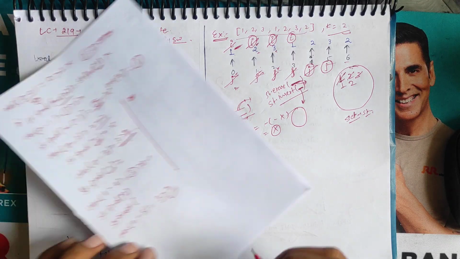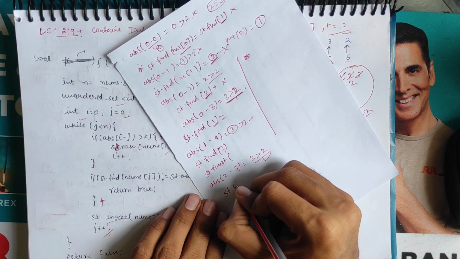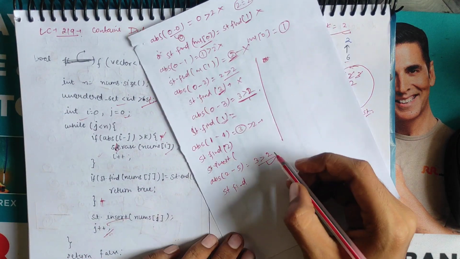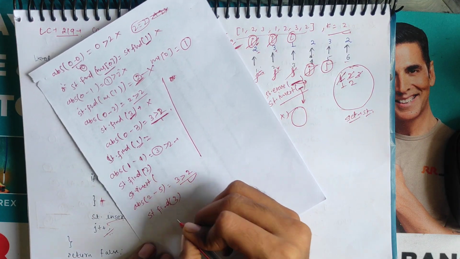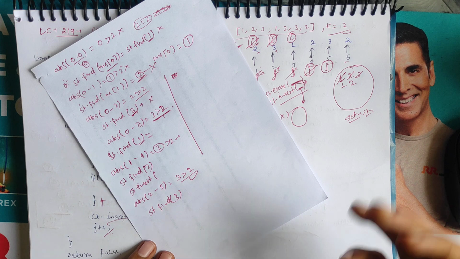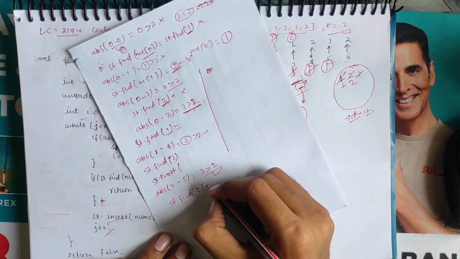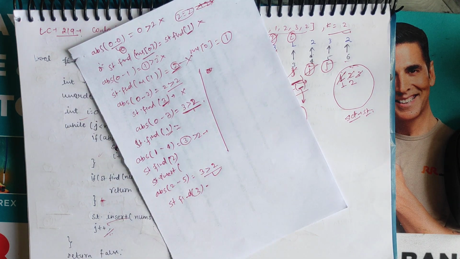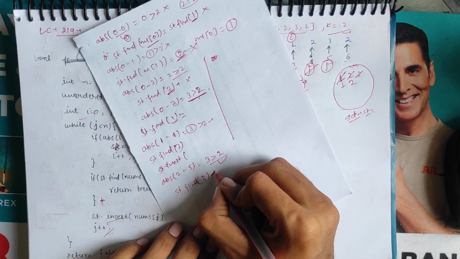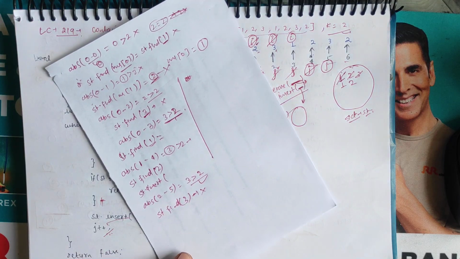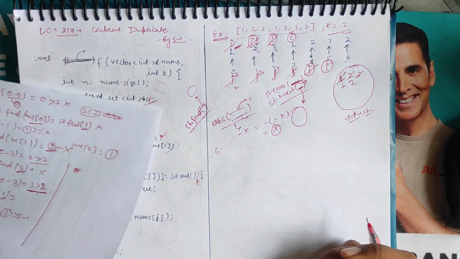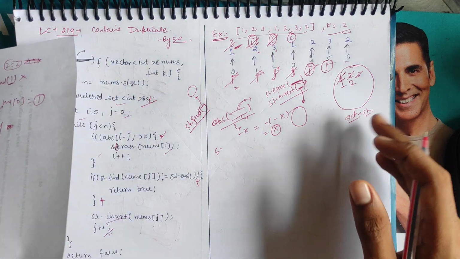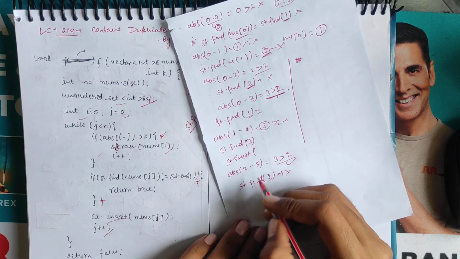Now this condition st.find nums of j. Nums of j was 3. So is 3 present in the set? No, it's not, because we have only 1 and 2 in the set. So it is not present. So yeah, 3 is not present. After that we insert.